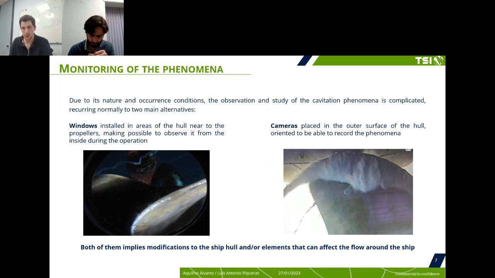The second one consists of cameras placed in the outer face of the hull, oriented adequately to be able to record the phenomena. Both of them require the vessel to enter dry dock for installation, with the consequent cost derived from immobilizing the vessel and the modification itself. Also, it's necessary to make physical modifications of relative importance to the hull itself, as well as in some cases to the structure of the ship, with the consequent impact on the classification of the ship and also the safety of it.